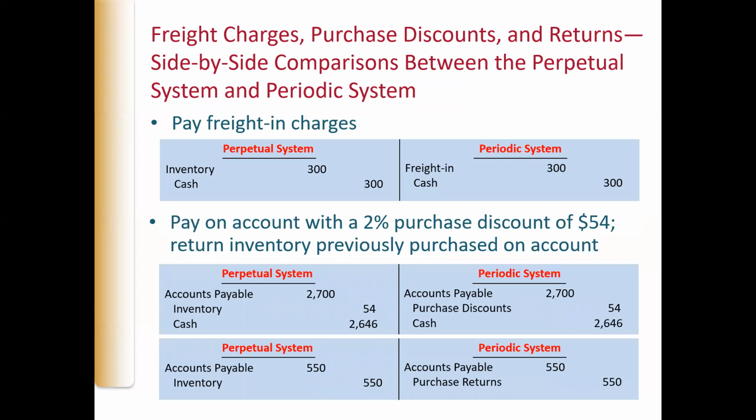Then when we pay with a discount, instead of reducing our inventory, we use the account purchase discounts. And when we return items, instead of just crediting our inventory, we credit purchase returns. I think it's important that you guys have a little sheet that shows the difference between the perpetual method and the periodic method, because the names used are different.